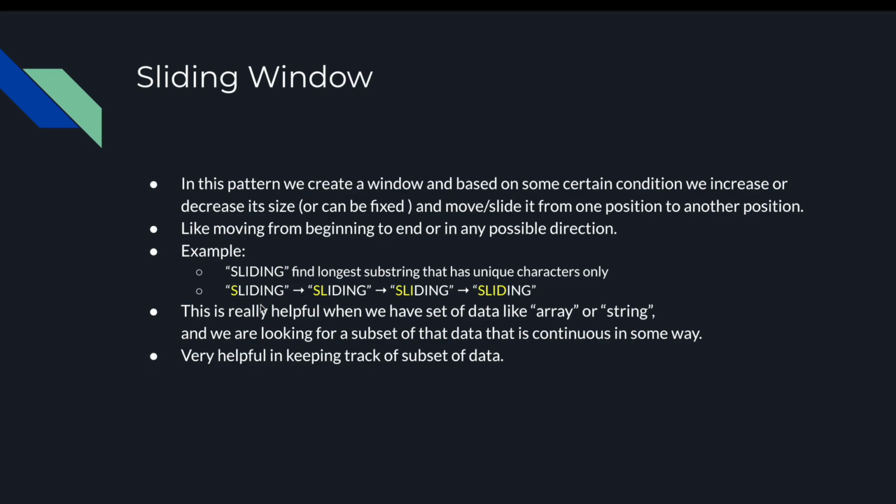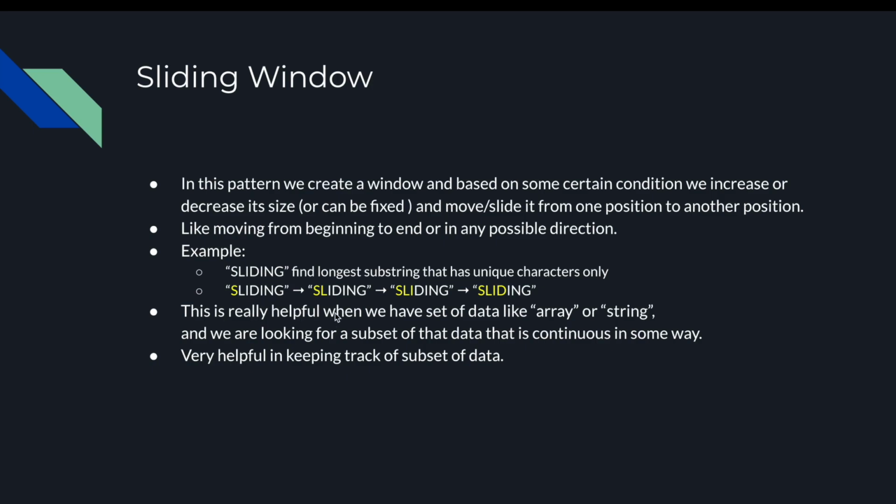But now if I start my window from D, then D, I, N and G, all 4 characters are unique and this is our desired output. So we can say we have two longest substrings in this string, that is SLID and DING. That's how sliding window helps us in getting our desired output.